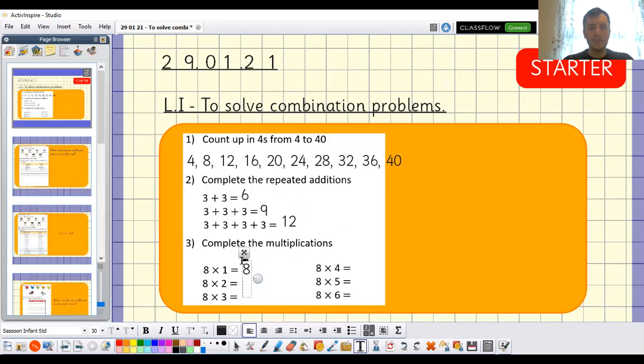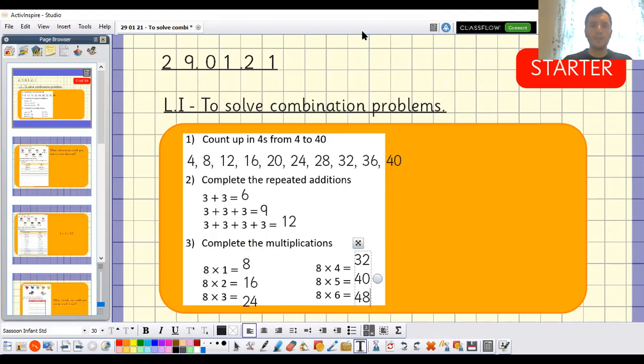Just below, 8 times 1 is 8. 8 times 2 is 16, and 8 times 3 is 24. Well, they don't quite line up. Let me move them a little bit. Over here, 8 times 4 is 32, 8 times 5 is 40, and 8 times 6 is 48. A bit of practice for our 8 times table is linking almost to our morning fluency as well.